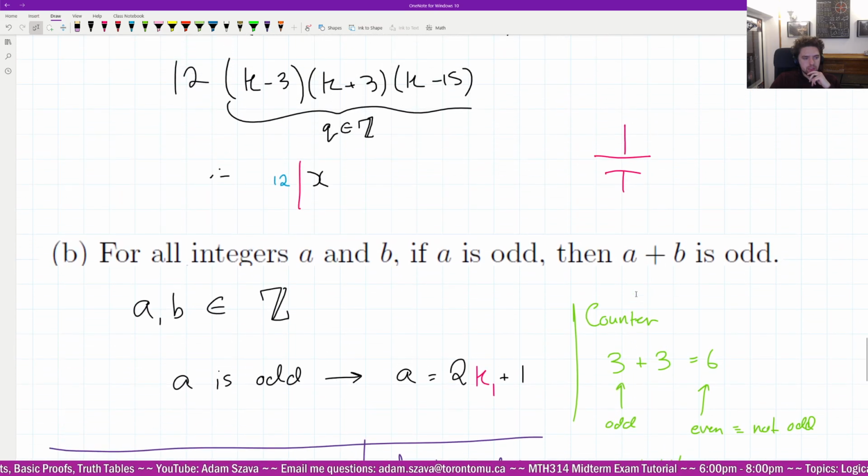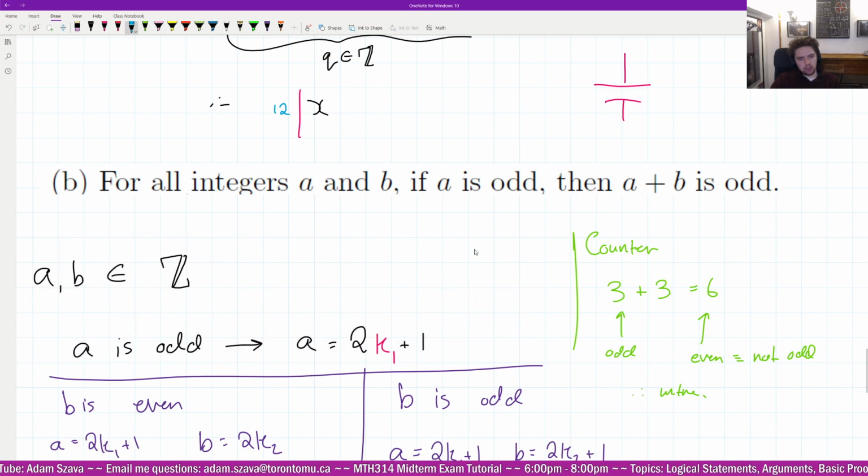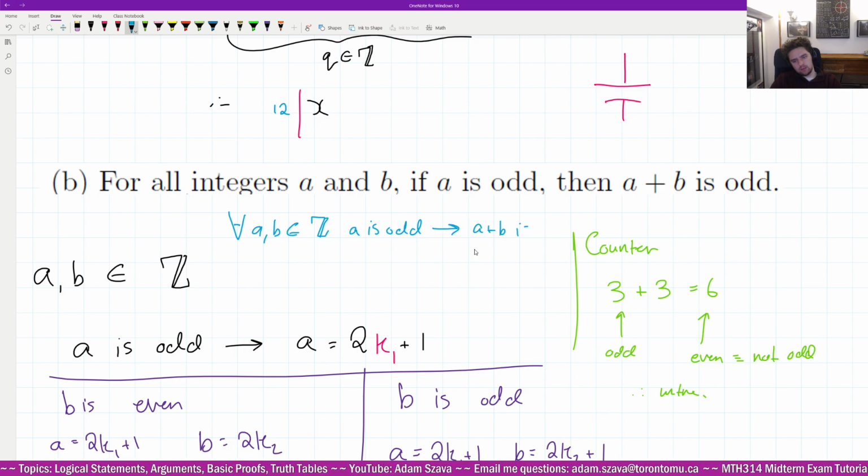Could you just write the original statement in logical form? Sure, I like that question. We're saying that for all a, b, which are integers, a is odd implies a plus b is odd. If you want to be really technical, you could say a equals 2k plus 1 implies a plus b equals 2k2 plus 1. But I don't think anybody would write it like that. It's better to just write it.